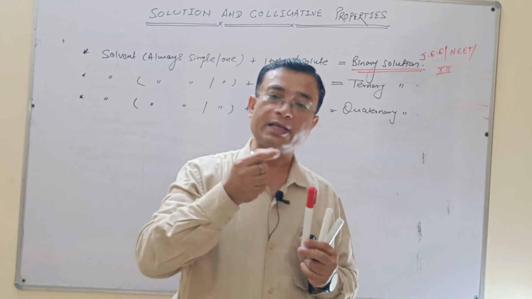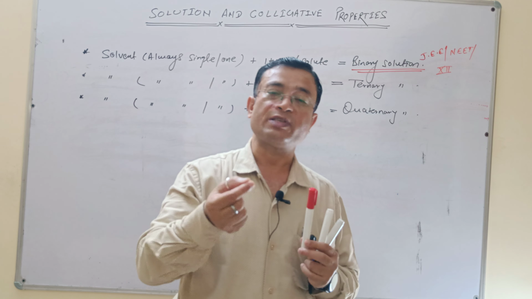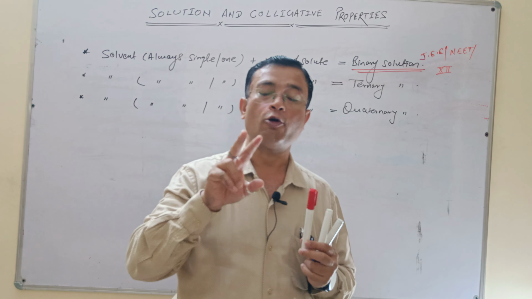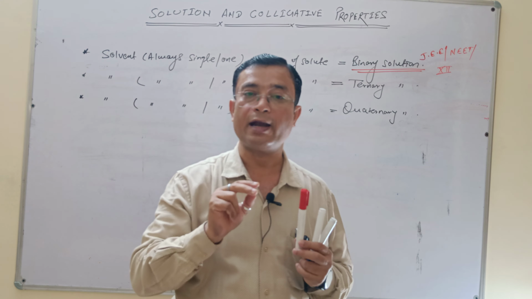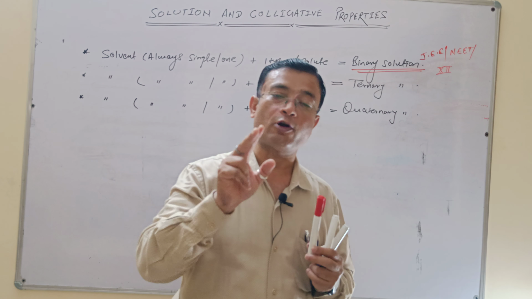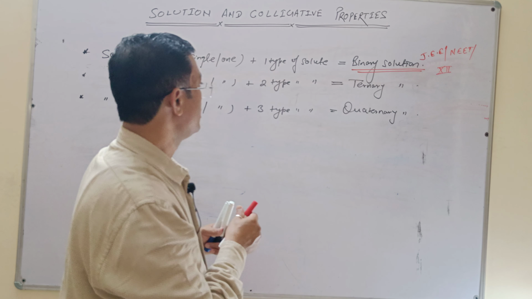If I want to make shikanji, then you add some citric acid, lemon juice, then how many solutes? Now the total three different types of solute are added in the solvent. Now total four components are present. Therefore, this is called the quaternary solution.